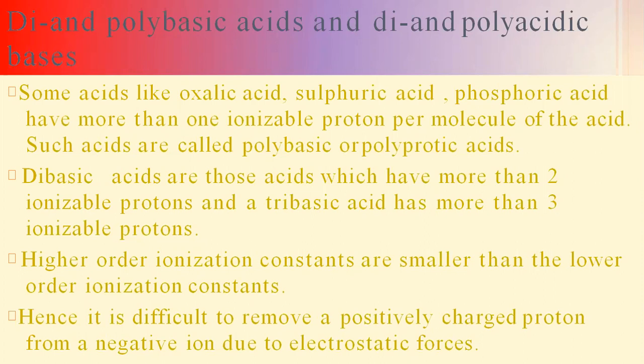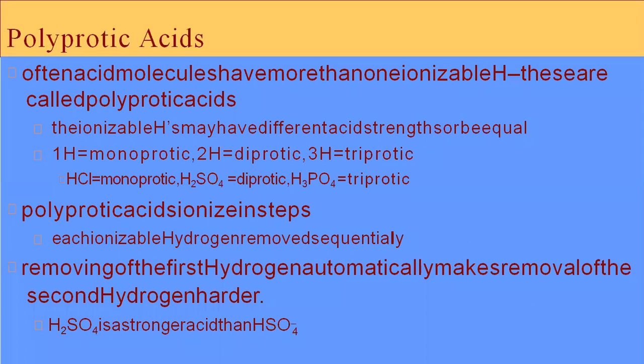So higher order ionization constants are smaller than lower order ionization constants. Hence it is difficult to remove a positively charged proton from a negative ion due to the electrostatic force that exists between the elements in a molecule, right?